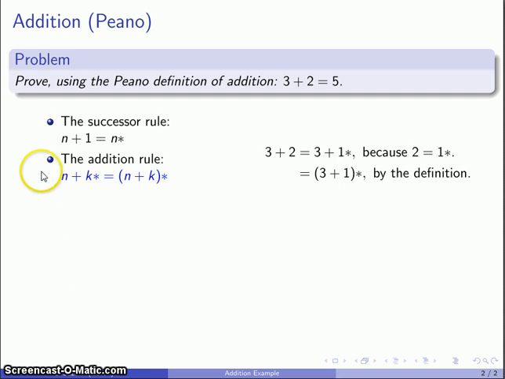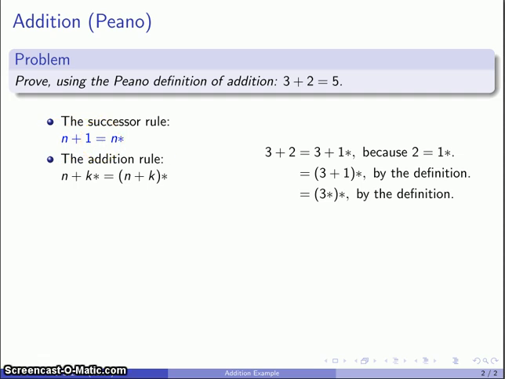And at this point, I can invoke my definition. I know that n plus k star is the same as n plus k, take the successor. So 3 plus the successor of 1 is the successor of 3 plus 1 by our definition. Now, I also know that 3 plus 1 is the same as the successor of 3. And there's our first definition, our first part of the Peano definition. I know what plus 1 is.